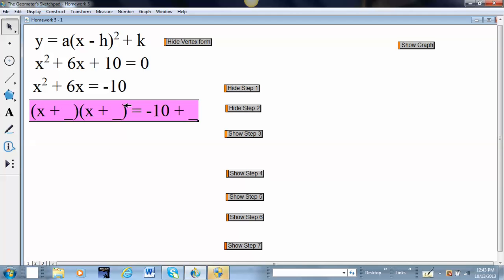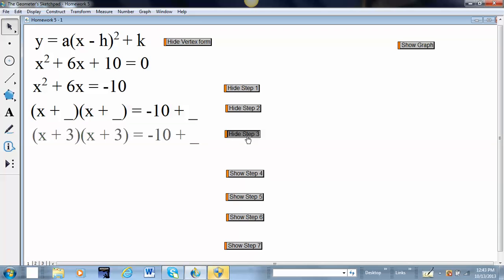Well, we have to have something that, when we add them together, is going to equal 6x, but they also have to be the same thing. So we just pretty much divide 6x by 2, and we get 3. So now we have x squared plus 3x plus another 3x. Look here. We're going to have another number. We're going to have 3 times 3.